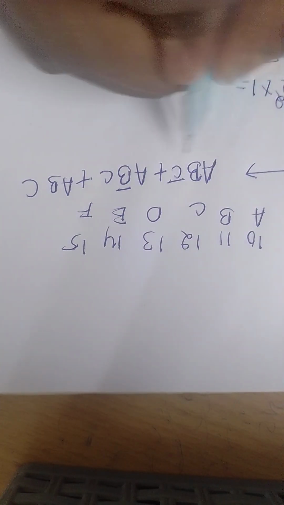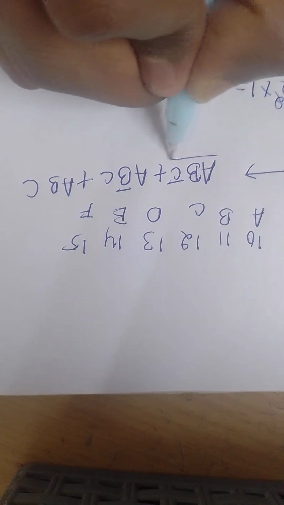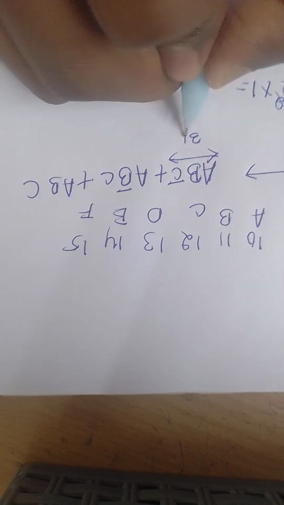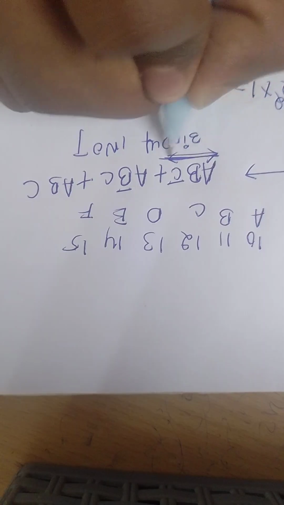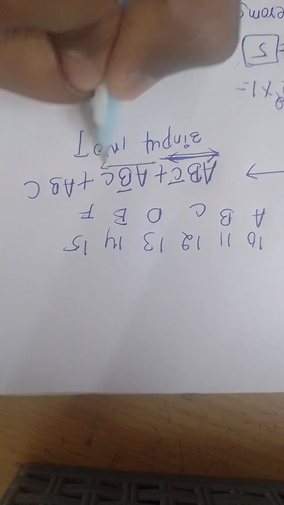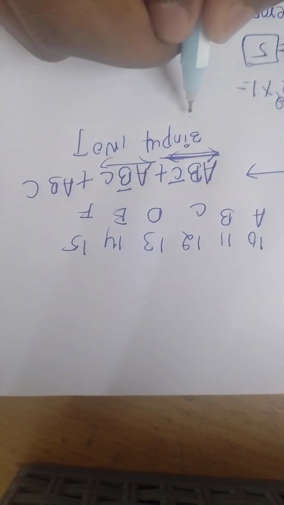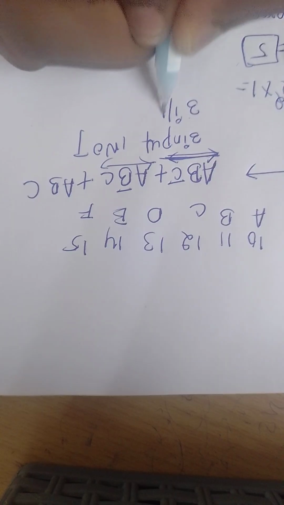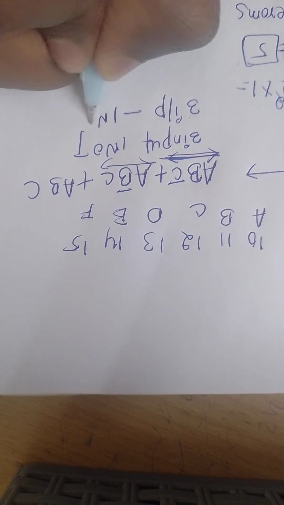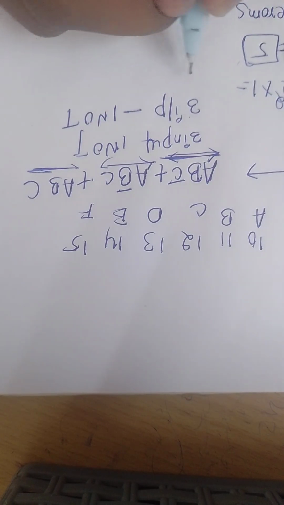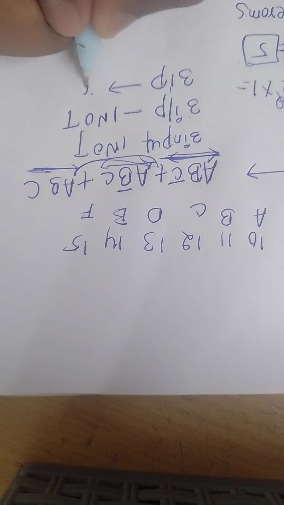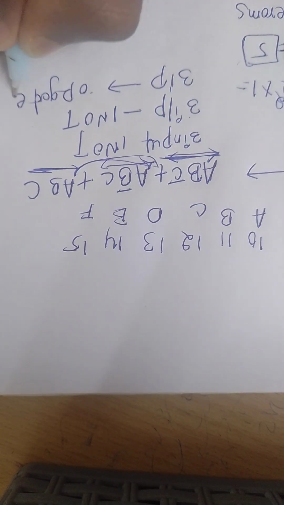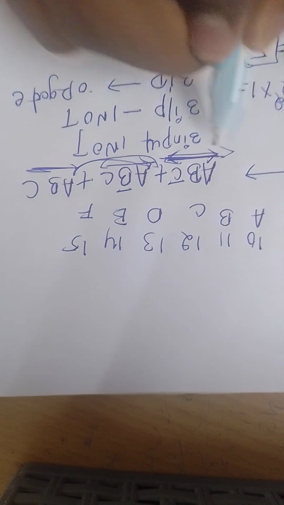Now how many gates do I need? A 3 input AND gate I need, and 1 NOT gate I need, to implement this one. For the second term, how many gates are needed? A 3 input AND gate and 1 NOT gate. For this, a 3 input AND gate is needed, and to combine all these things, 1 OR gate is needed for me.